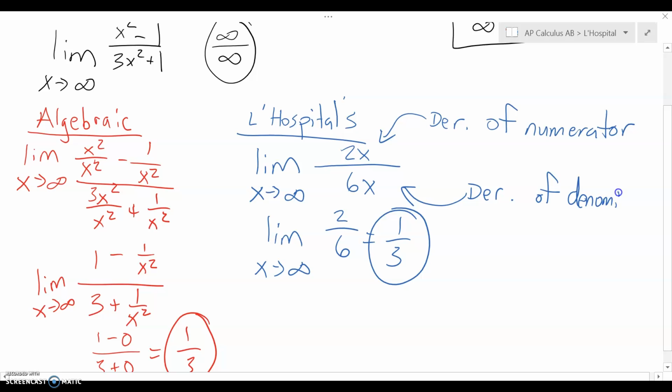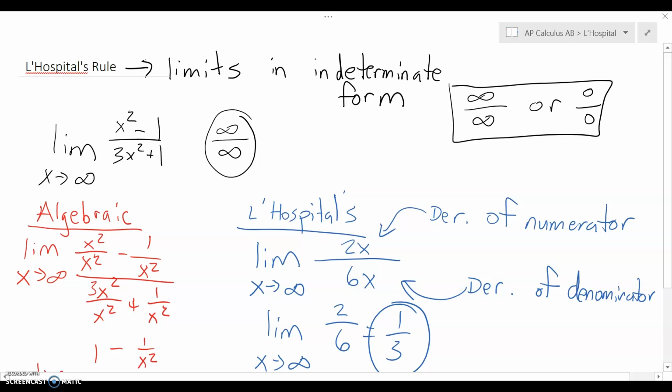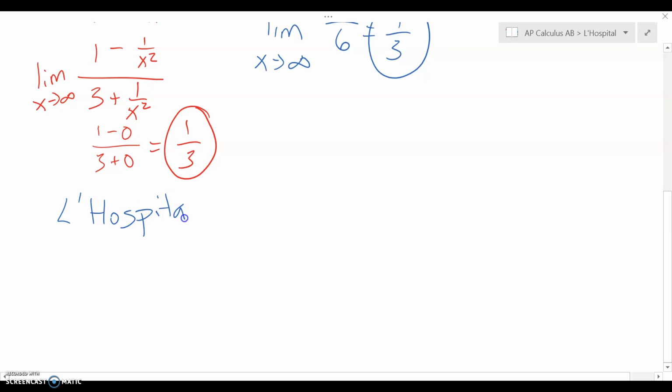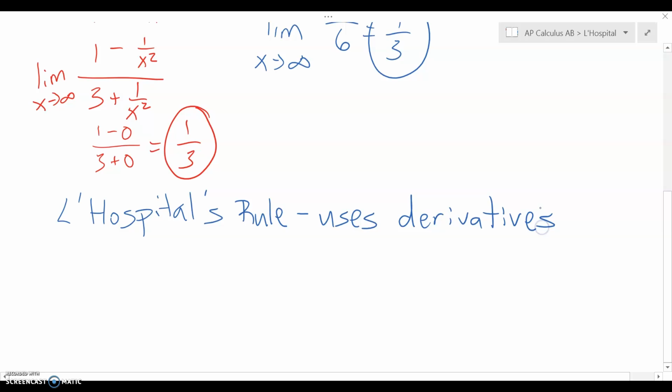And that's what's at the heart of L'Hopital. So again, it uses derivatives. So L'Hopital, let's write it down here. L'Hopital uses derivatives, but it in and of itself is not the quotient rule. So it uses derivatives, and you're just comparing the top versus the bottom in terms of their rates of change.